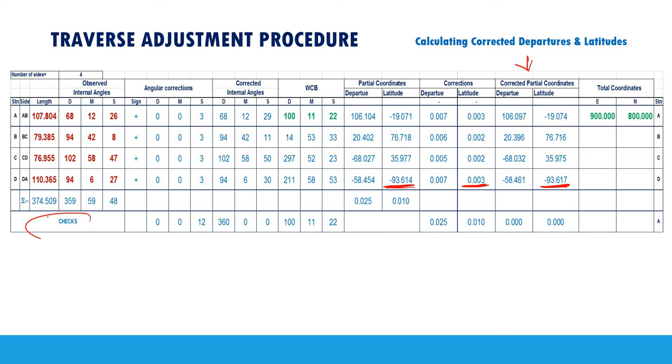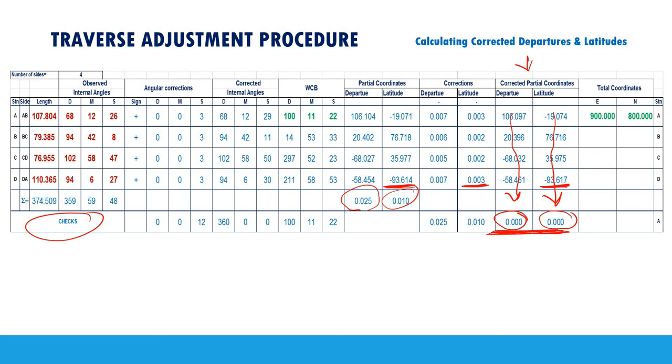And then add a check as well at this stage. The summation of all of these numbers now, the corrected departures, should be 0. The summation of all of the corrected latitudes should be 0. The summation of all of these should be 0. And that means you have distributed the error, the linear error that you made. Now you have distributed this value and this value.